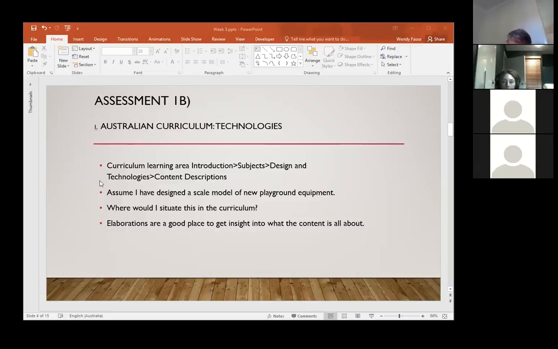So basically we don't have to assume that because we've gone through anyway, but those elaborations are really a good place to get insight into what the content is all about. So I suggest you start with the elaborations and backwards map, and it'll give you a good idea of what this content is about.